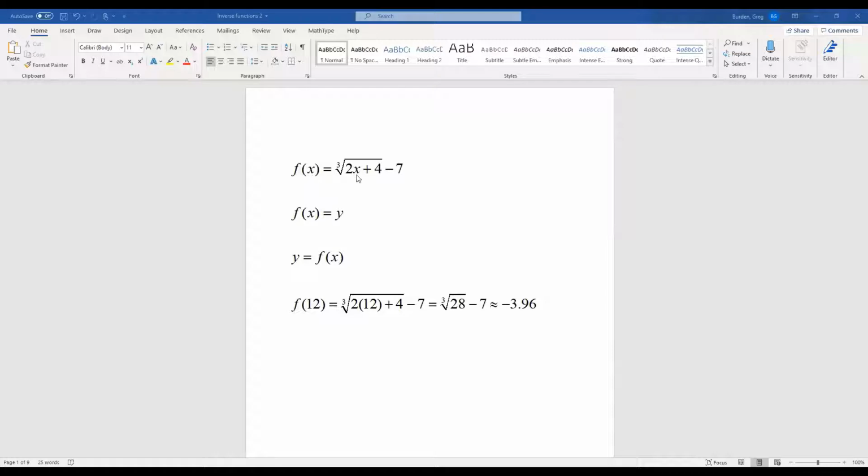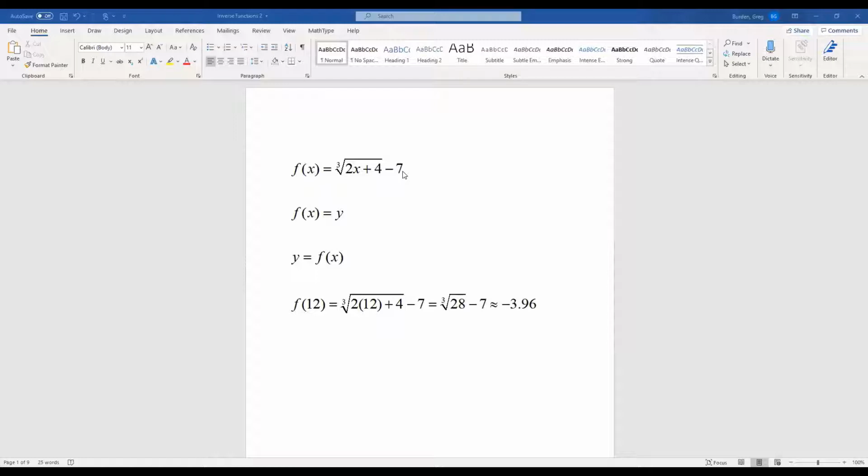We found the inverse by really just decomposing this into 4 individual functions. If you start with x, 2 times x would be the first function, adding 4 the second function, cubing's the third function, and minus 7's the last function. The inverse will invert each of those functions in the opposite order.